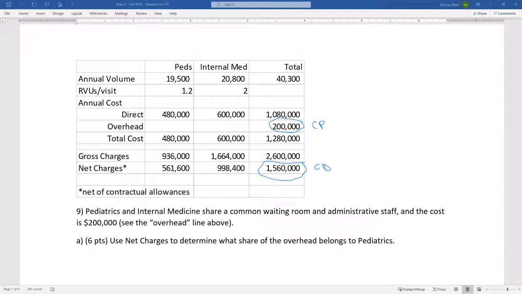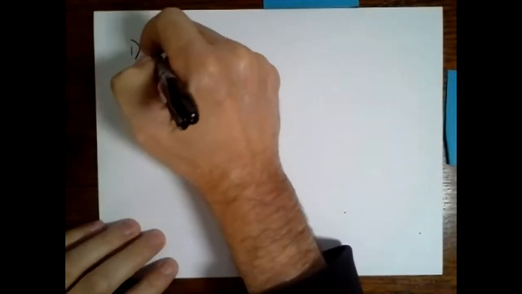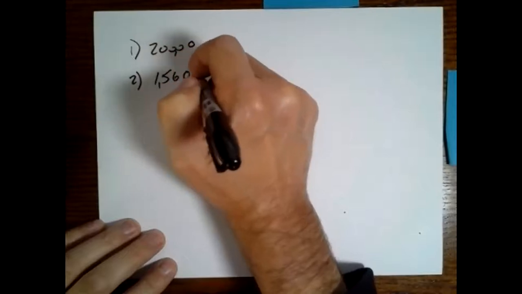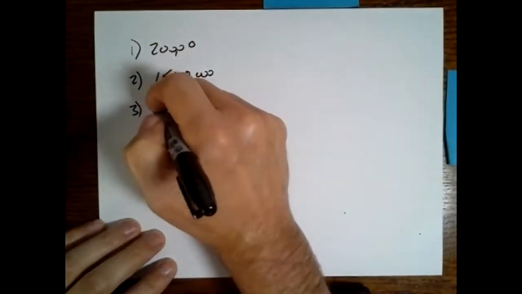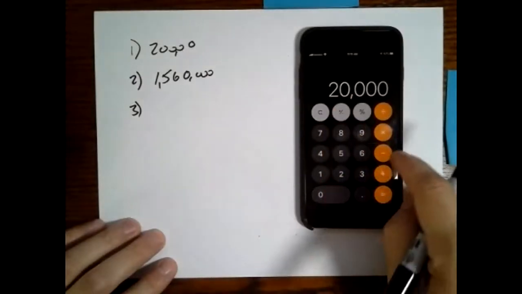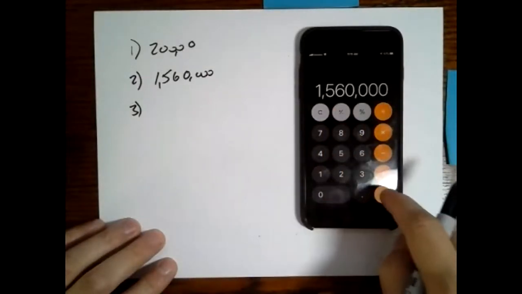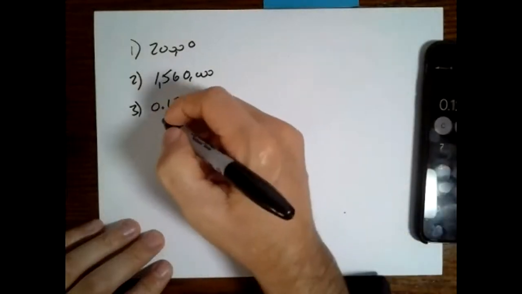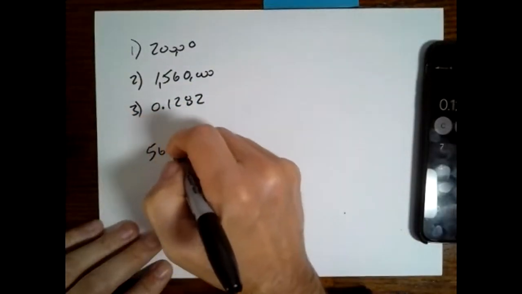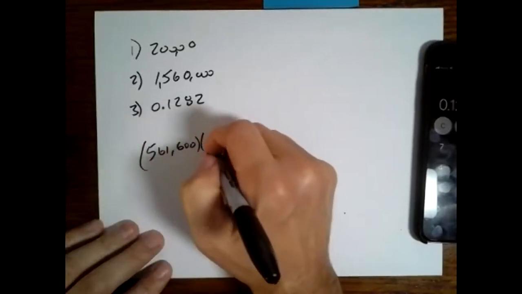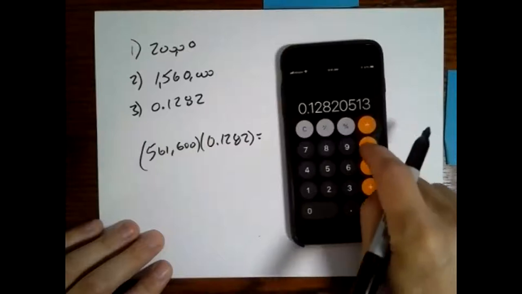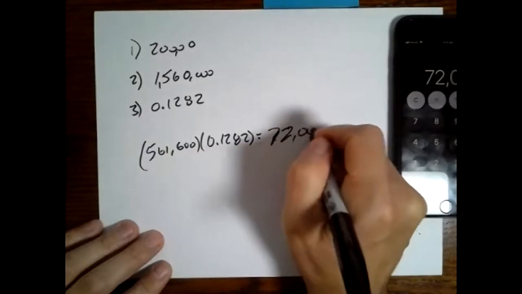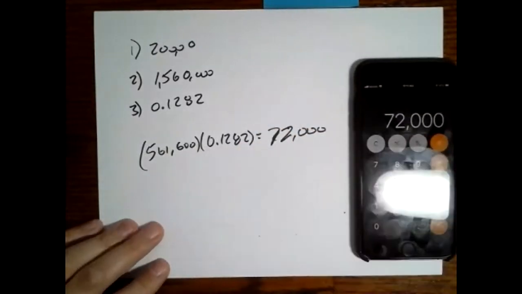So we said our cost pool was 200,000. Our cost driver was the net charges, which is 1.5600. Therefore, our allocation rate is 200,000 divided by 1560, which is 0.1282. Now, pediatrics has net charges of 561,600, times 0.1282 gives us $72,000. $72,000 of the 200 would be allocated to pediatrics.